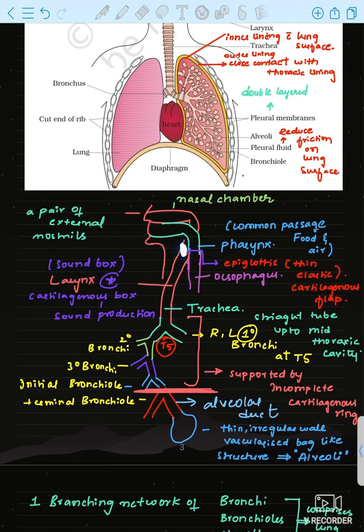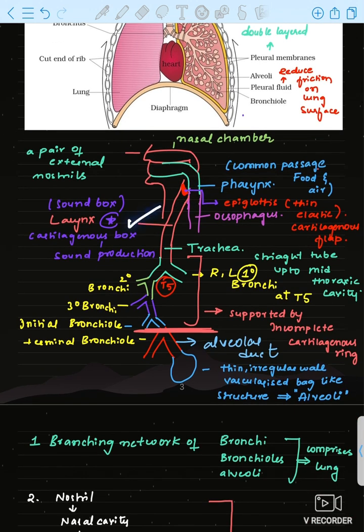Here you can see a thin elastic cartilaginous flap that is called the epiglottis. What is the function of the epiglottis? Generally the epiglottis will be in open state, because air should pass and the respiration process should occur. But whenever we take food, at that time this epiglottis will close like this. At the opening of the trachea it will close, so that the food will go into the esophagus, that is the food pipe. It prevents the entry of food into the trachea.